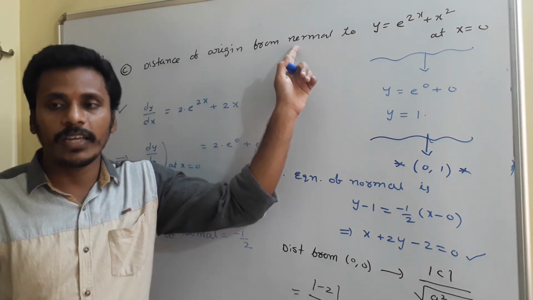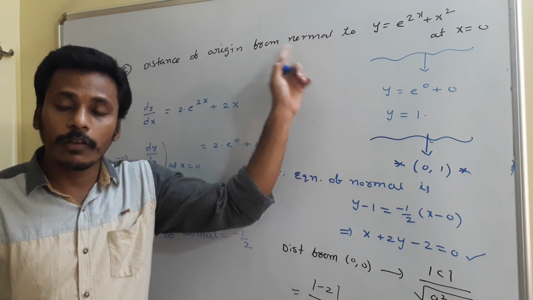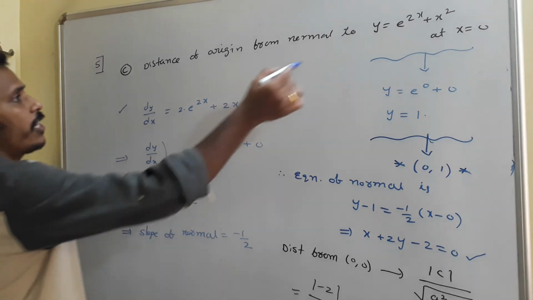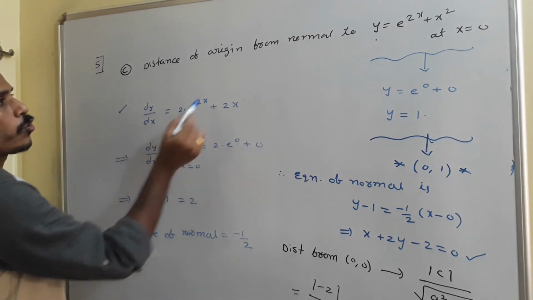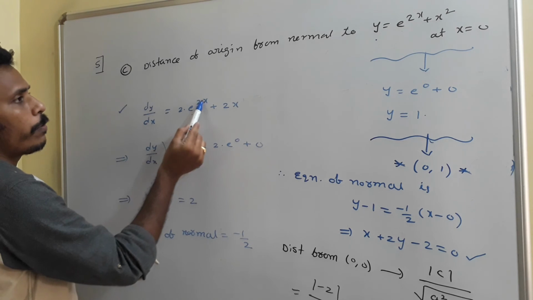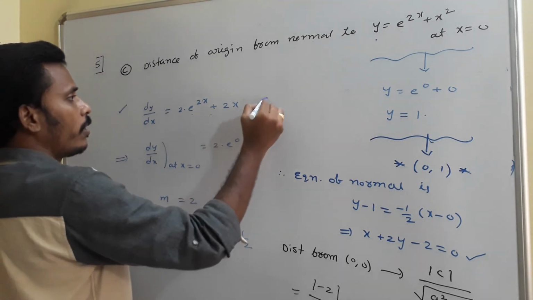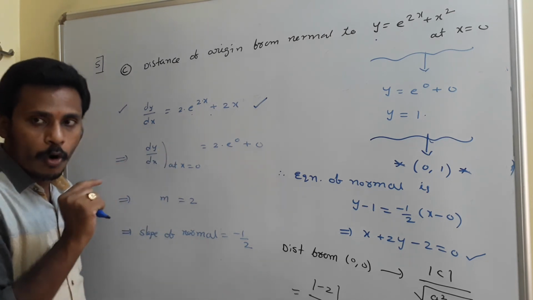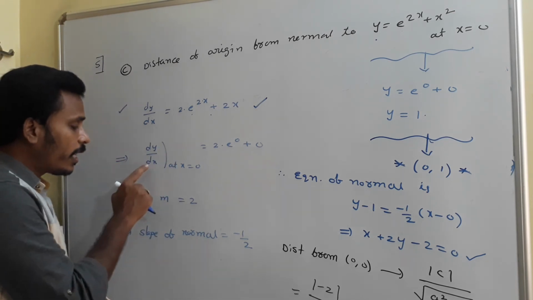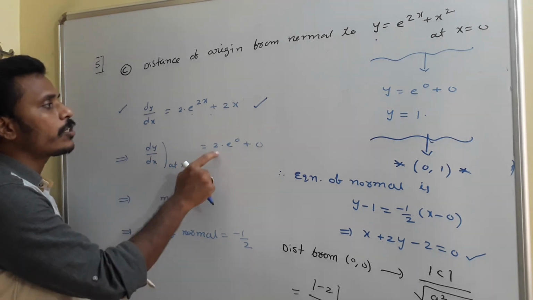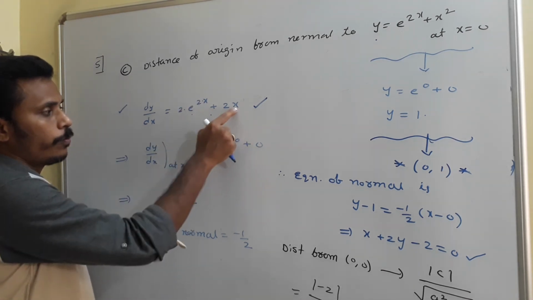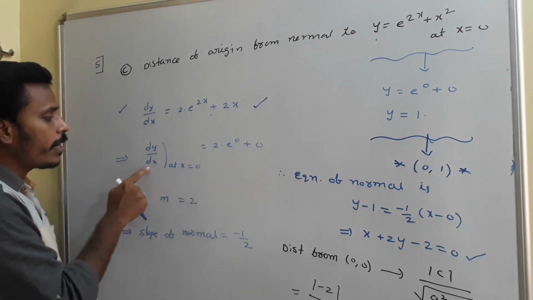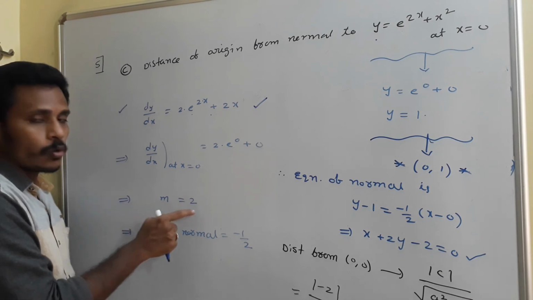The next thing is we need to find the distance from the origin to the normal. For that, first of all, find the equation of the normal. To find the equation of the normal, we need the slope of the normal. For that, m, we need dy by dx. So just differentiate the given curve. dy by dx is equal to the derivative of e power 2x, which is 2 into e power 2x, plus the derivative of x square, which is 2x. This is the differentiation of the given curve. Since at x is equal to 0, at the point I am going to find dy by dx. dy by dx at the point is 2 into e power 0 plus 0, and this simplifies to 2. Always dy by dx at the point is the m. So m is equal to 2.